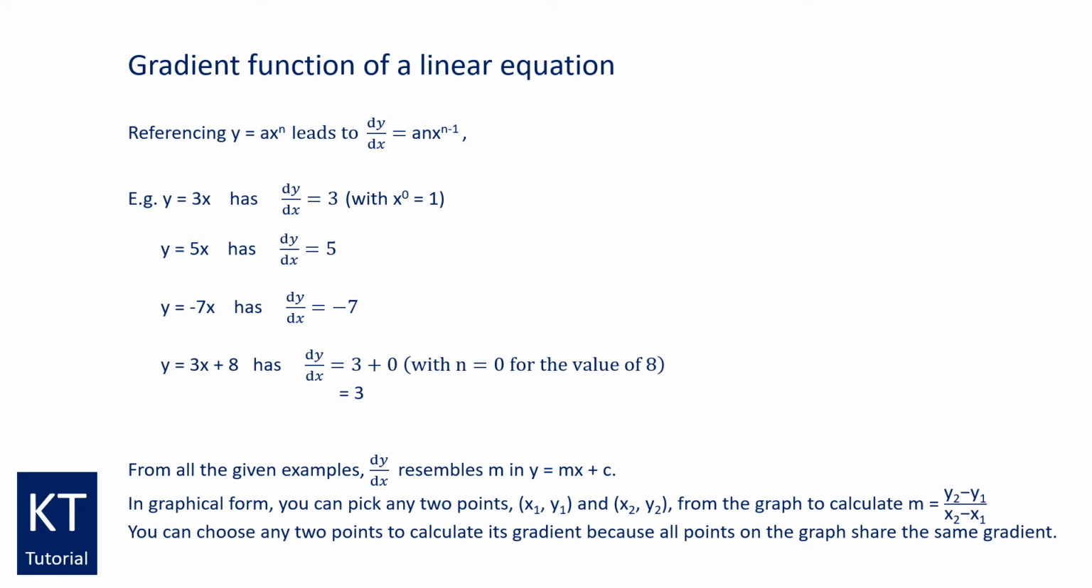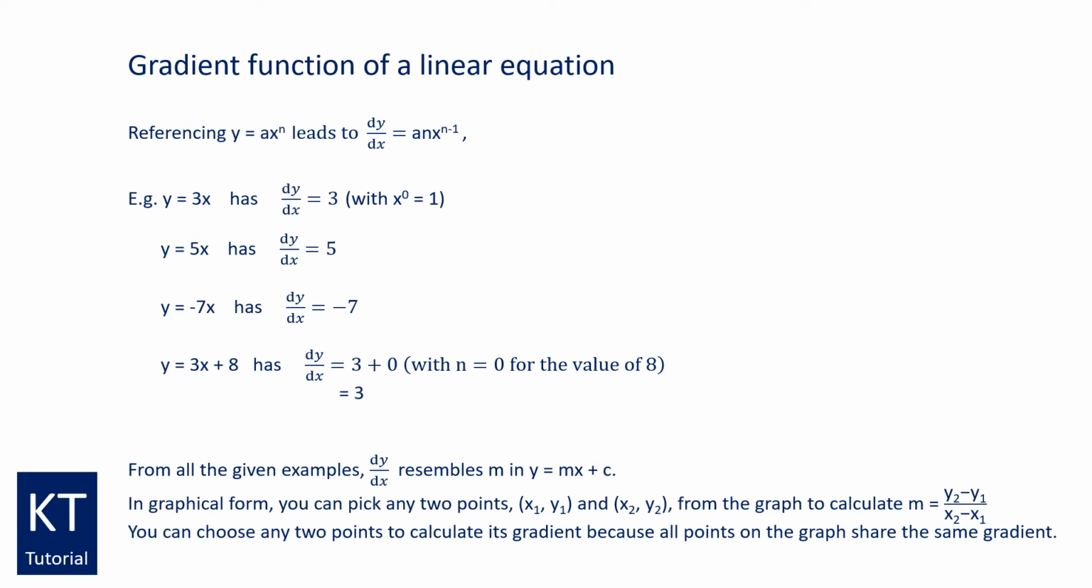By referencing the given relationship, here are some examples. When y is equal to 3x, its dy/dx is 3. And when y equals 5x, its dy/dx is 5. When y is equal to minus 7x, its dy/dx is minus 7. And finally, when y is equal to 3x plus 8, its dy/dx is 3.